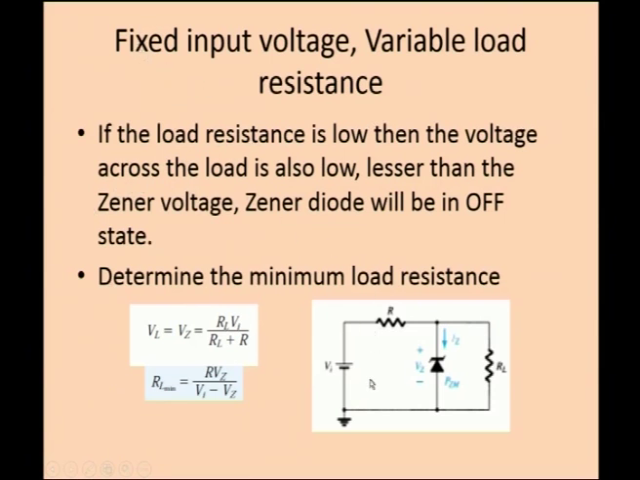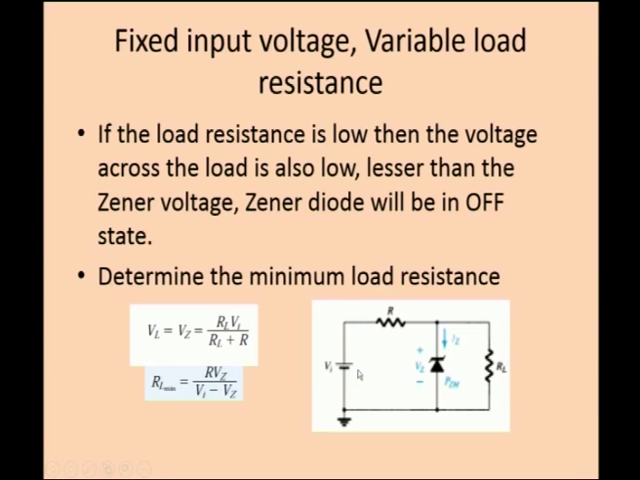So, for the same circuit, you can change the input voltage and fix the load resistance as the first case, or you can fix the input voltage and change the load resistance as the second case. For these two cases, we have to see what will happen to the Zener diode. First, fixed input voltage, variable load resistance.